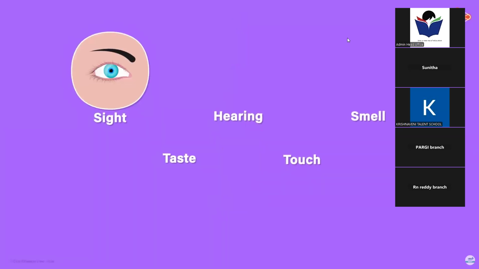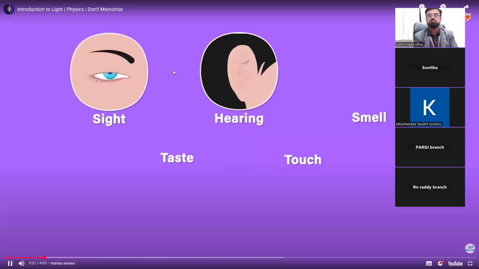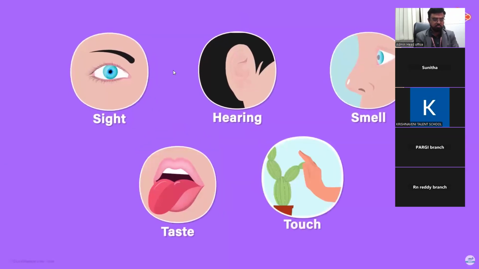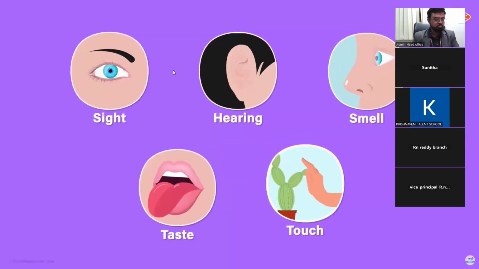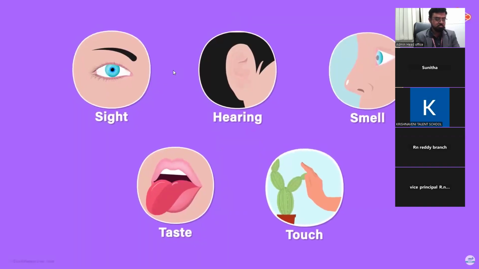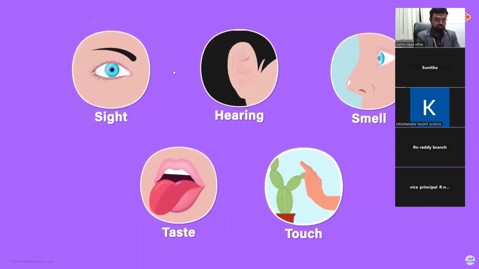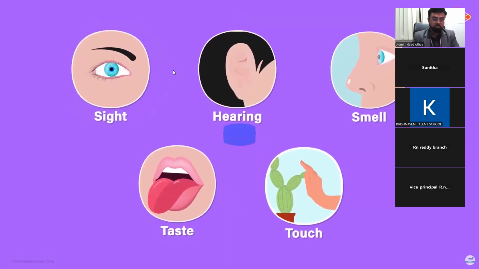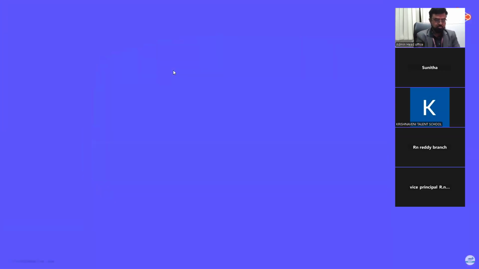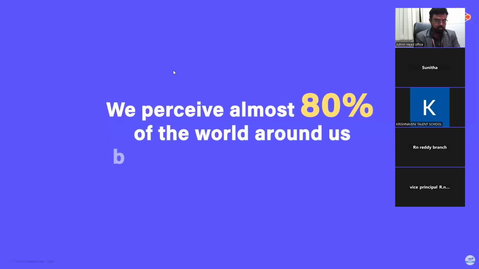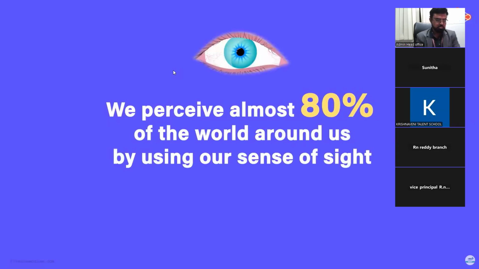Eyes help us to see things, ears help us to hear sounds, we smell with our nose, taste with our tongue, and the sense of touch is provided by our skin. Of course, all senses are important, but the sense of sight is the most important. Here is an interesting fact. We perceive almost 80% of the world around us by using our sense of sight.